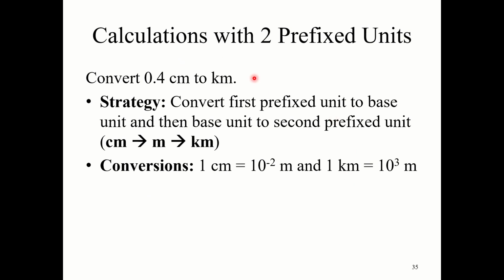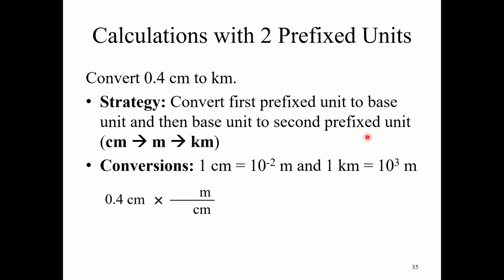Now let's say I'm doing a calculation with 2 prefix units. Let's say I'm trying to convert from 0.4 centimeters to kilometers. So a strategy here would be to first convert the prefix unit to the base unit, then convert the base unit to the second prefix unit. So I'm going to convert from centimeters to meters, then convert from meters to kilometers. So here are my 2 conversion factors. 1 centimeter equals 10 to the negative second meters, and 1 kilometer equals 10 to the third meters.